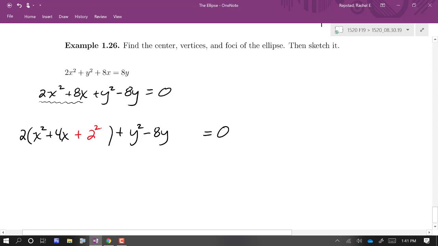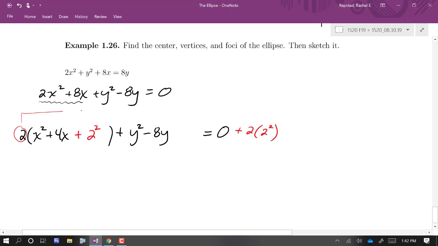Now, this is really important. Just like we did when we were doing the circle and the parabola, I added this, so I need to add it to the other side. But this 2 squared is trapped inside a set of parentheses as being multiplied by 2. We didn't actually just add 2 squared to this side. We added 2 times 2 squared. So when I do the same thing over there, I need to make sure that I also add, so plus 8. Okay, I see what you mean.